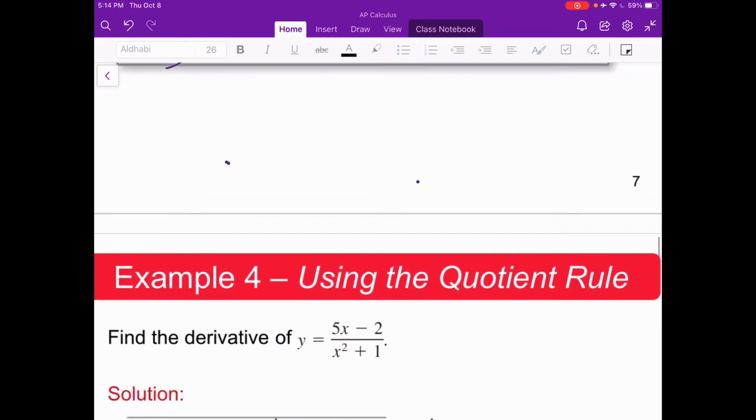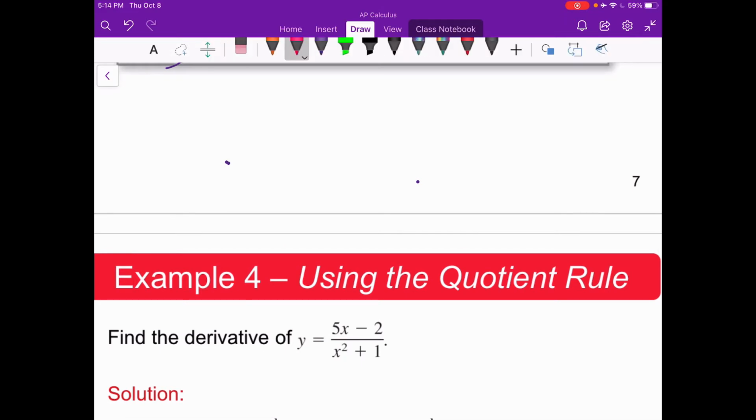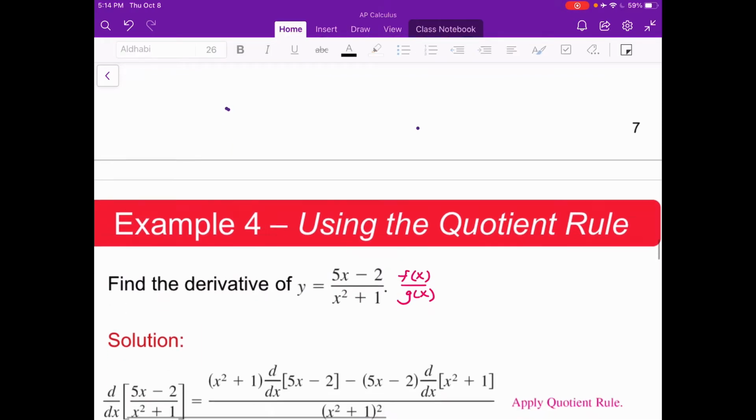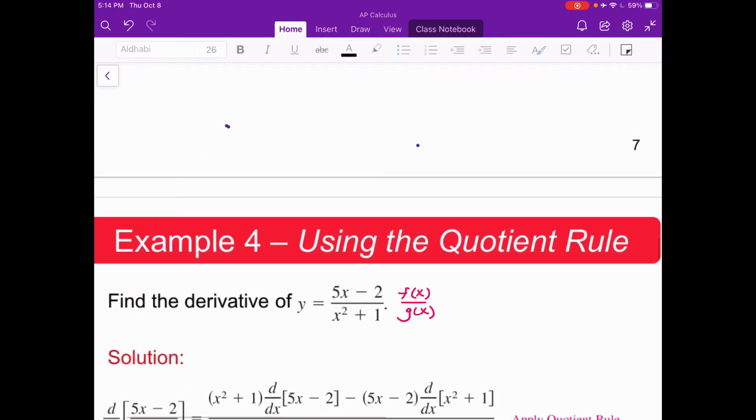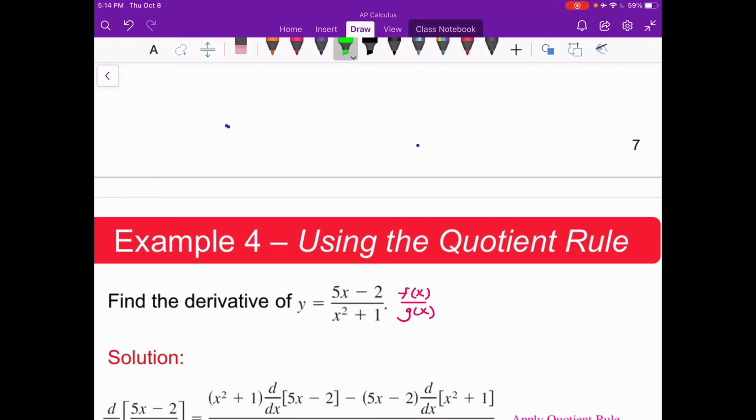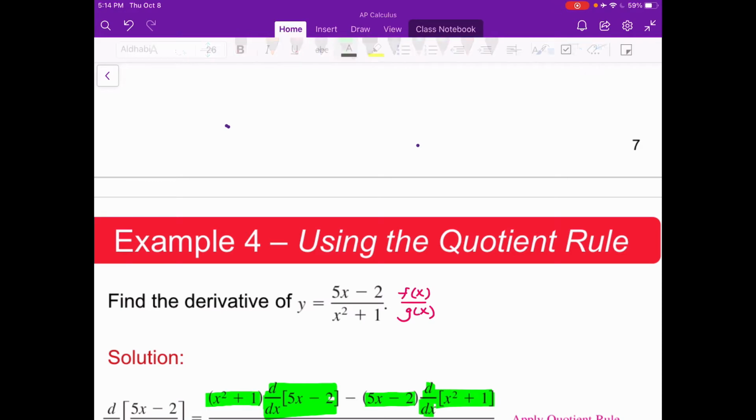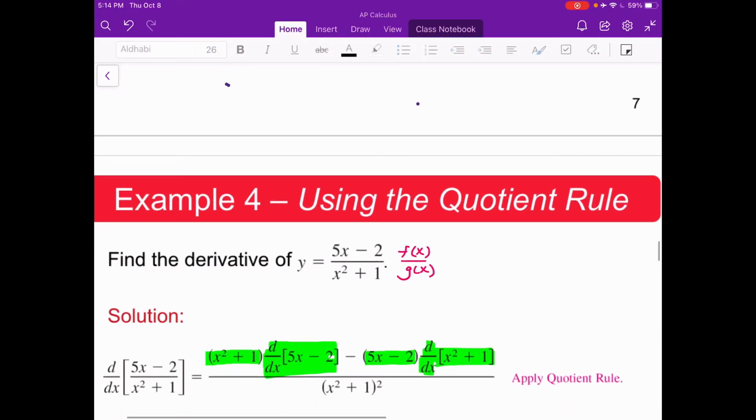So here's an example of two functions being divided. We can say y is equal to f of x over g of x if we want to apply the definition. To find the derivative here, the denominator is x squared plus 1 times the derivative of the numerator, that's what's going on here, minus the numerator itself times the derivative of the denominator, all divided by the denominator squared.